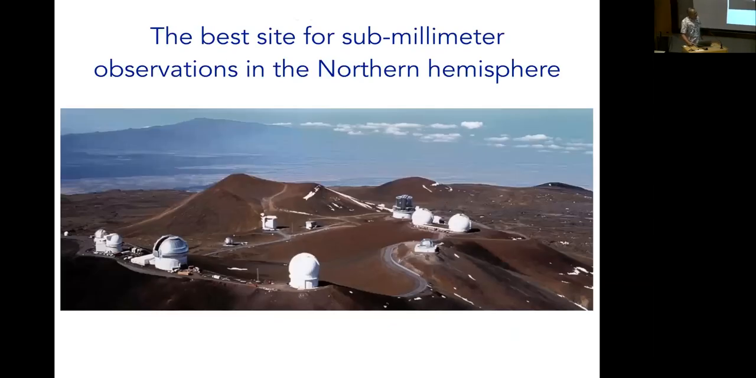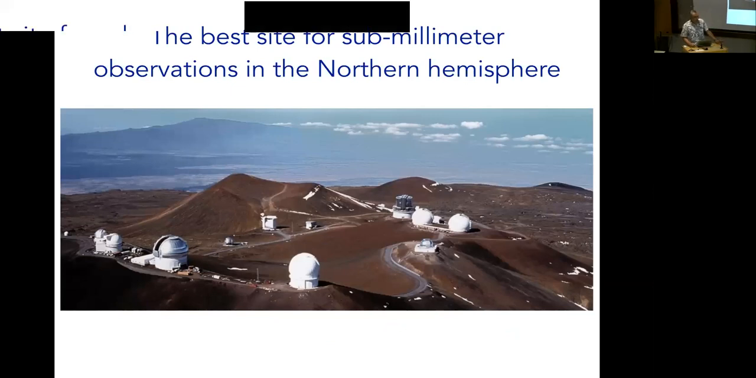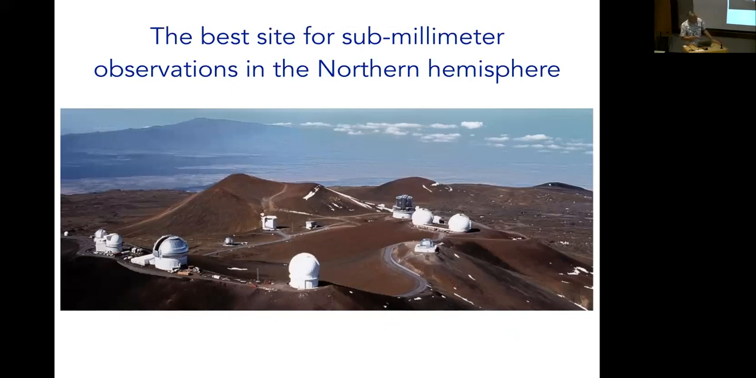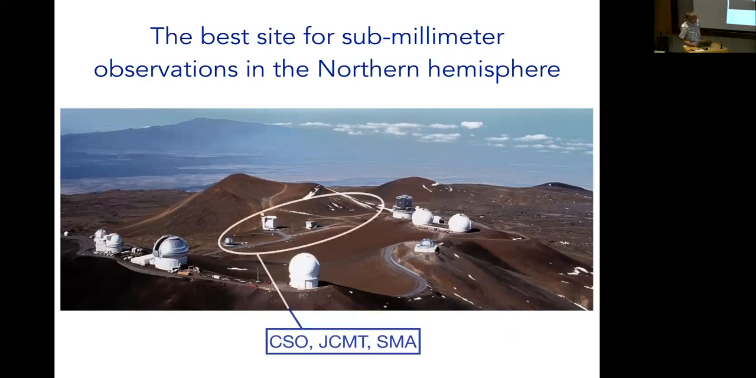Okay, so we're here down in Hilo, where you can see it's beautiful and clear and dry. But we're up on Mauna Kea, right? This is where they build the telescopes, because we want to get above much of that stuff. So this is the best site for submillimeter observations in the northern hemisphere. Of course, in the south we've got ALMA, but we're here to talk about SMA.